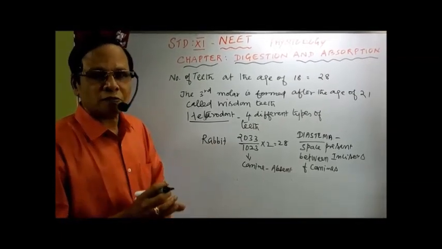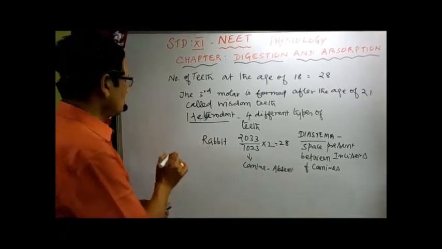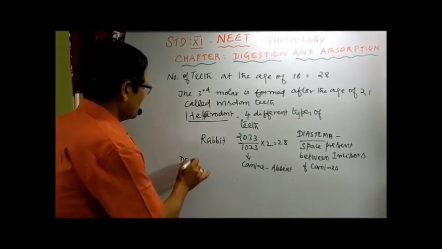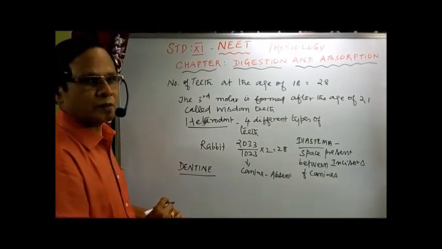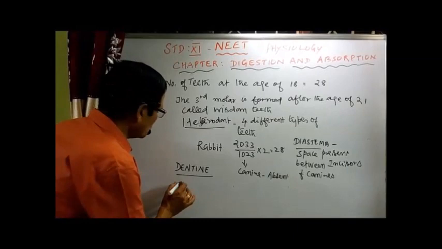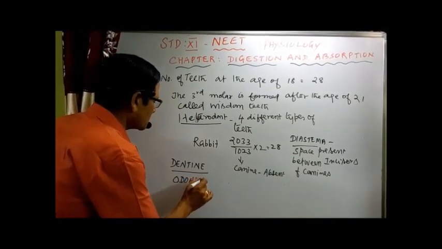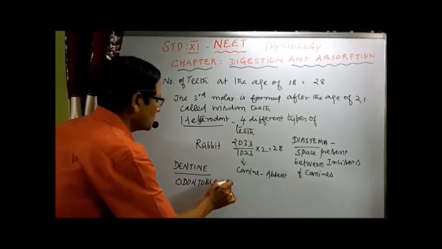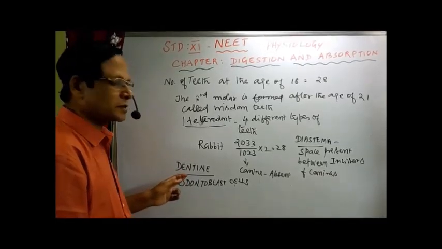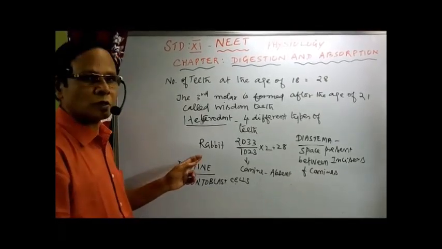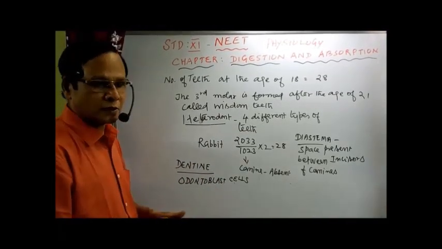Now if you are taking the structural aspect of teeth, each tooth is formed of a material called dentine. The bone-like material is called dentine. This dentine is secreted by odontoblast cells. The hard bone-like structure which makes up the tooth is called dentine, and it is secreted by the odontoblast cells.